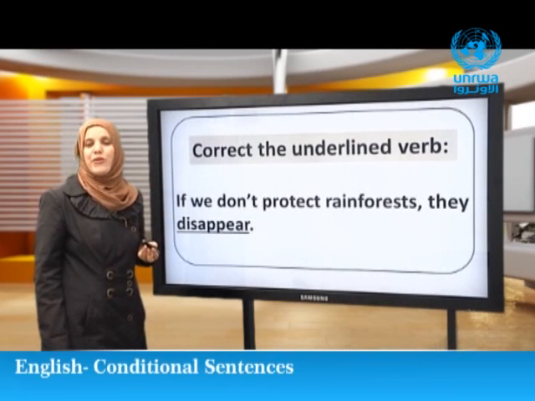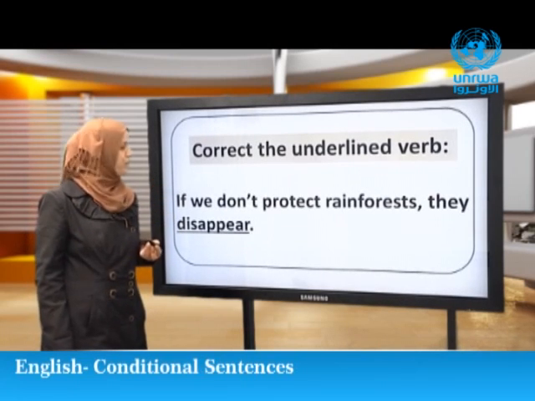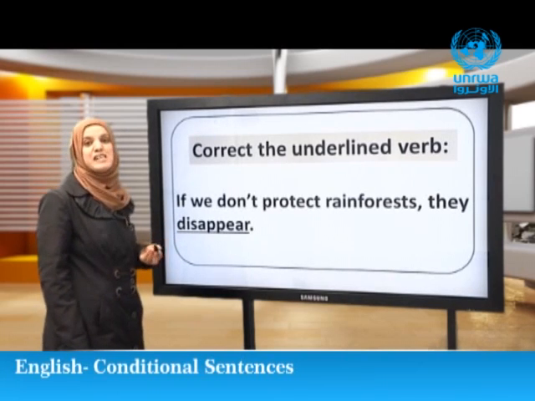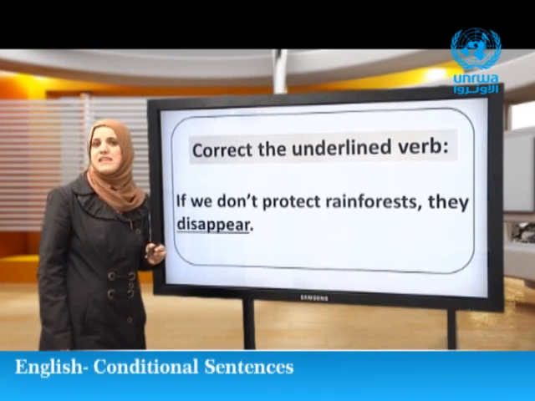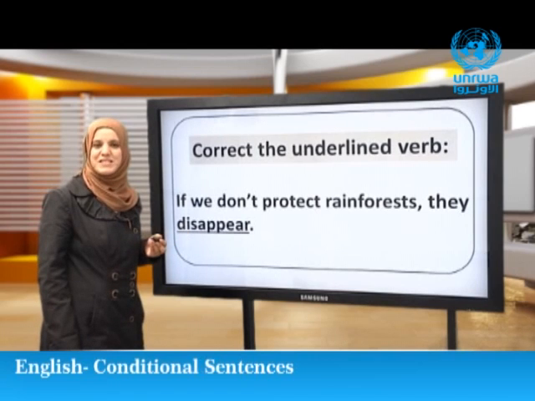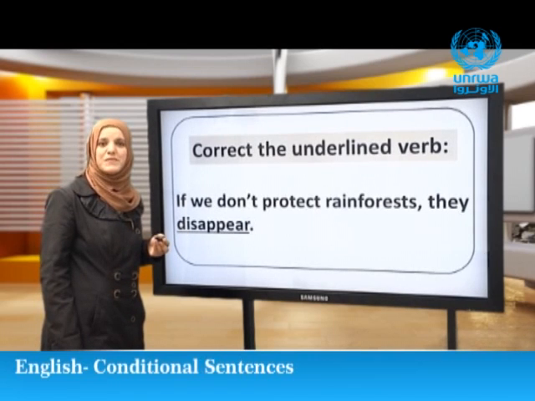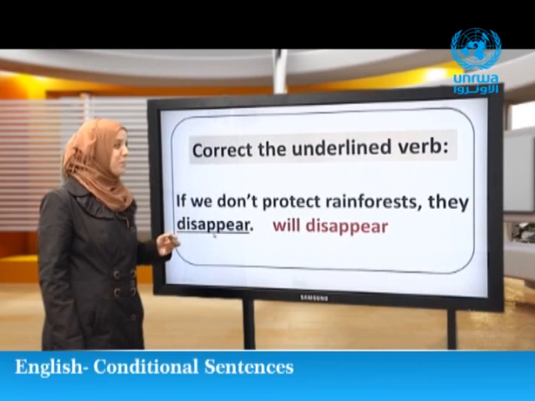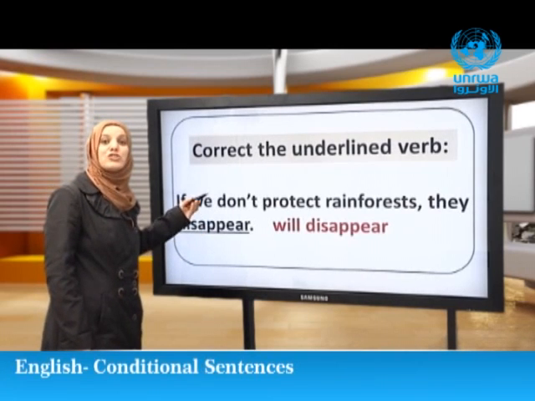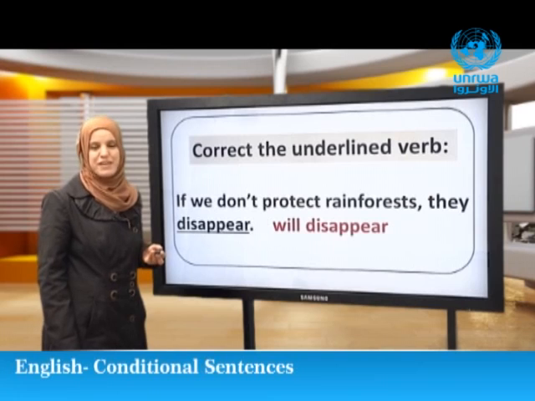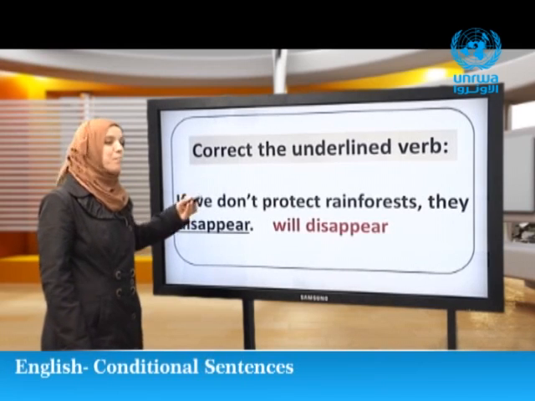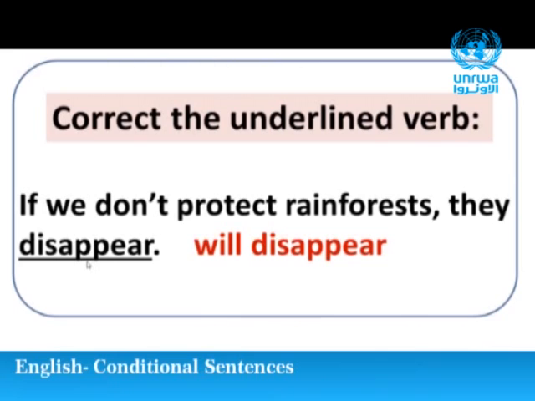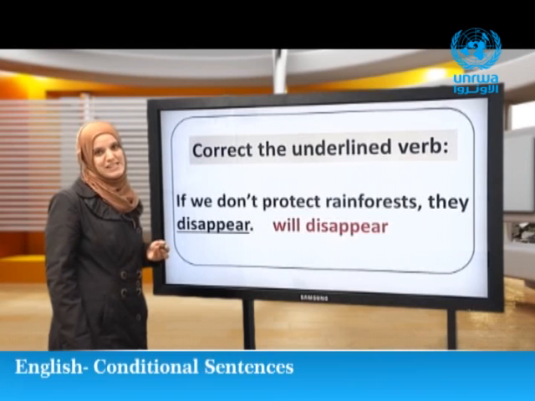We are going to correct the underlined verb. If we don't protect rainforests, they disappear. Disappear is incorrect. Can you correct it? Good. The answer is will disappear because this is a conditional sentence type 1. We have present simple tense in the condition and we should have future simple in the result.